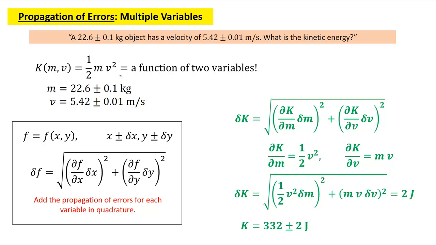So in our example, again, this looks like delta K is the square root of partial K partial m times the uncertainty in m, squared, plus partial K partial v times the uncertainty in v, squared. I can calculate those partial derivatives, and so then I find an uncertainty in K of 2 joules. So I'd report this result as 332 plus or minus 2 joules. So that's how I would do that in multiple variables.